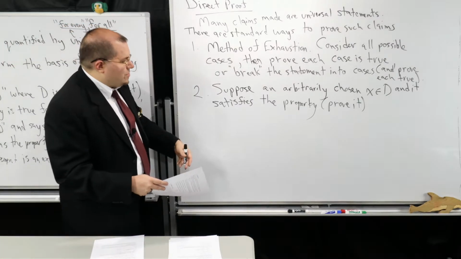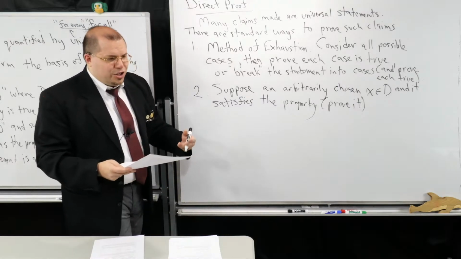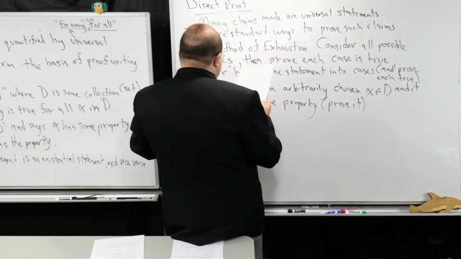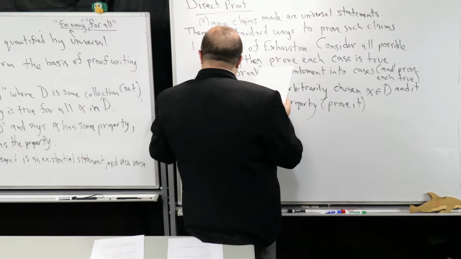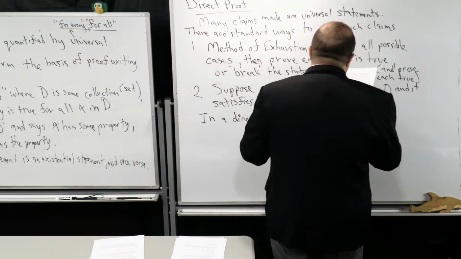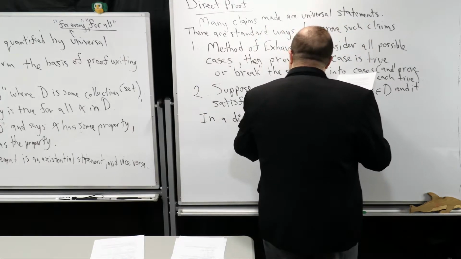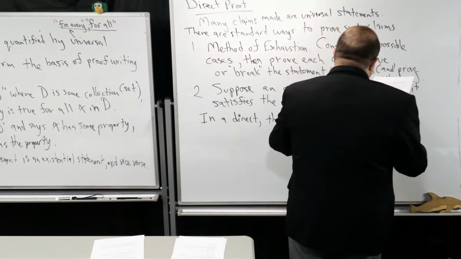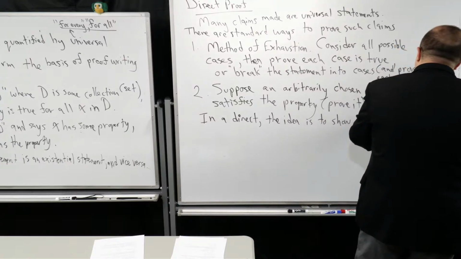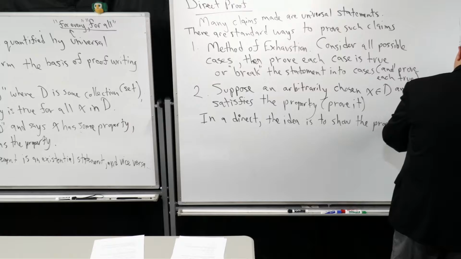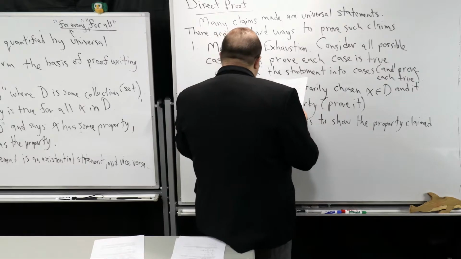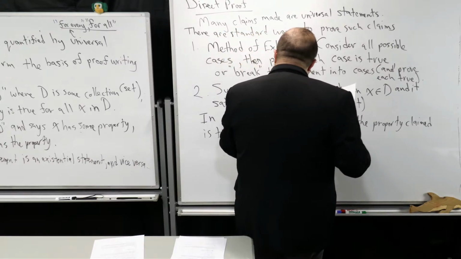Okay? So you would start off by supposing you have one of these, and your job is to deduce that X has the property. Sorry, I'm getting really excited here. So the big summary point I want to make is that in a direct proof, so this isn't a part of the second bullet, but it's closely related. In a direct proof, the idea is to show the property claimed is true using previously established results.